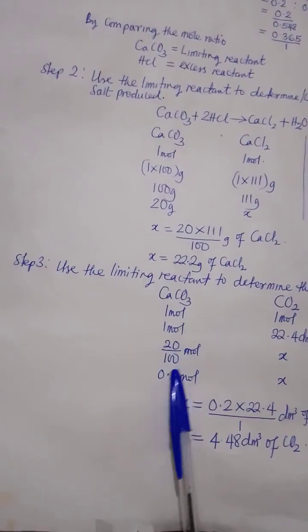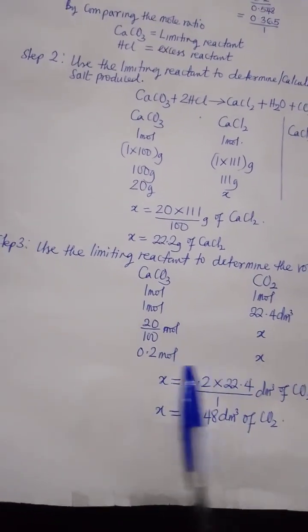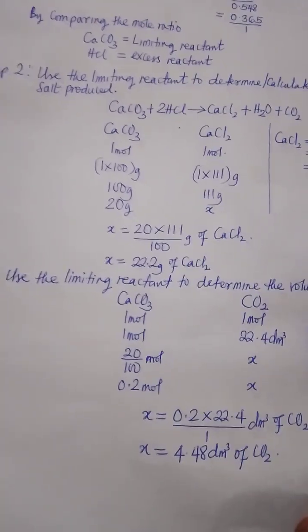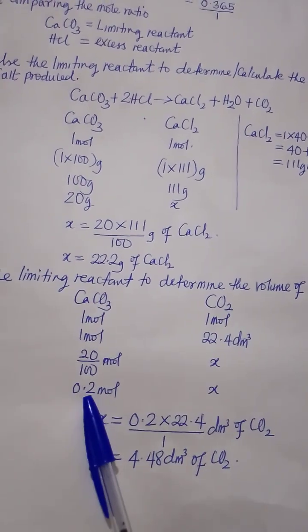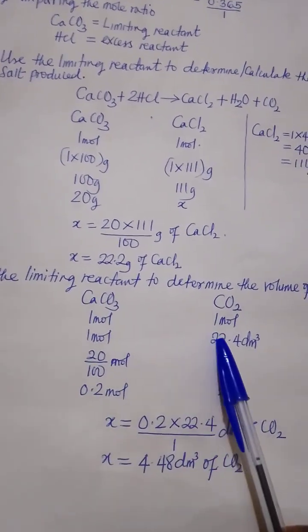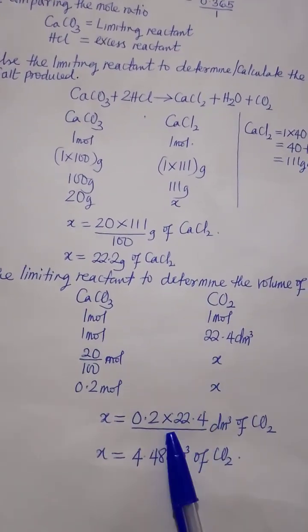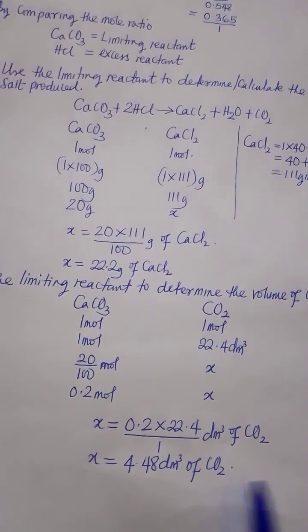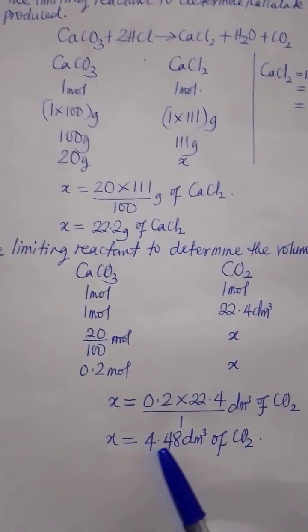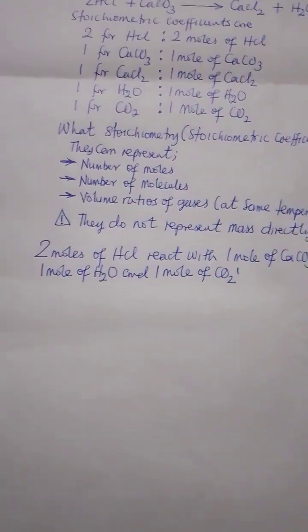If you resolve this, you get 0.2, still X. So this line and this other line are the same. So like we said, the side facing what you're looking for is used for division. So it becomes 0.2 times 22.4 divided by 1, since it is facing what you're looking for. And then when you resolve properly, you will get the volume of CO2 produced at STP, and that will give us 4.48 dm³ of CO2.